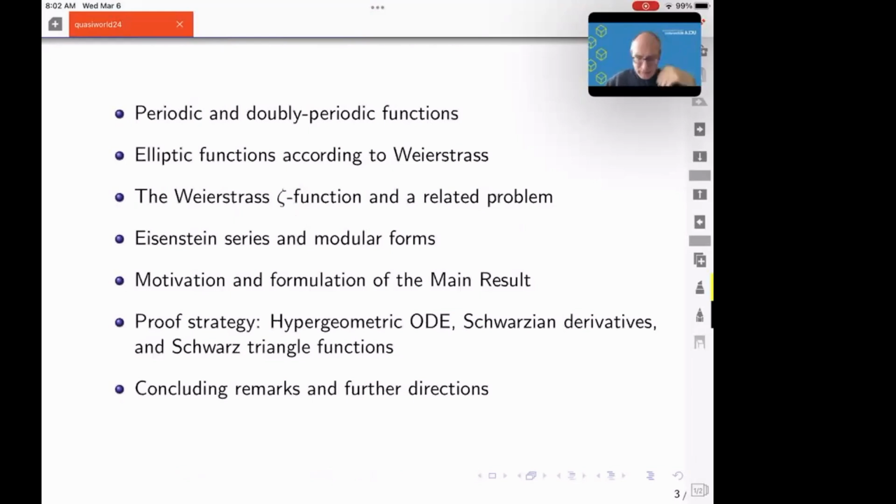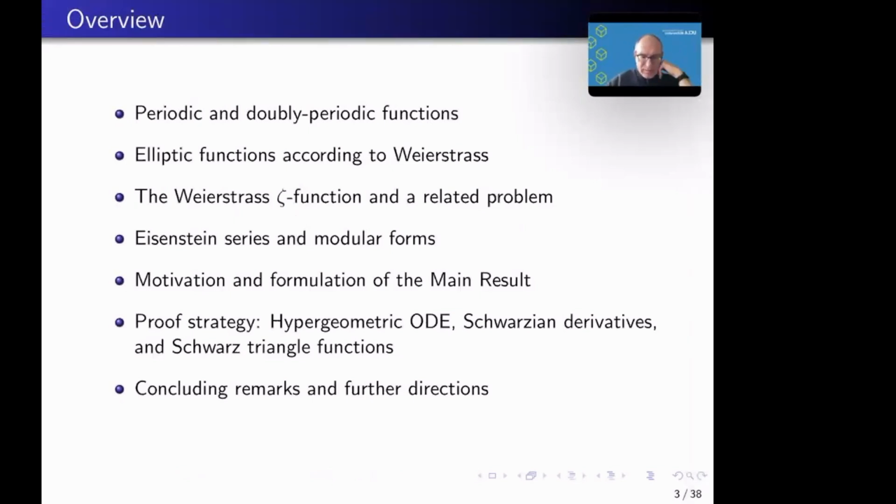We'll start with a very quick introduction to periodic and doubly periodic functions. Then I will tell you about some very classical subjects, namely elliptic functions according to Weierstrass. Then I will get to the main player today, the so-called Weierstrass zeta function, and I will formulate a problem. In order to solve this problem, we have to make an excursion to some related themes, namely Eisenstein series and modular forms. And then I will formulate my main result.